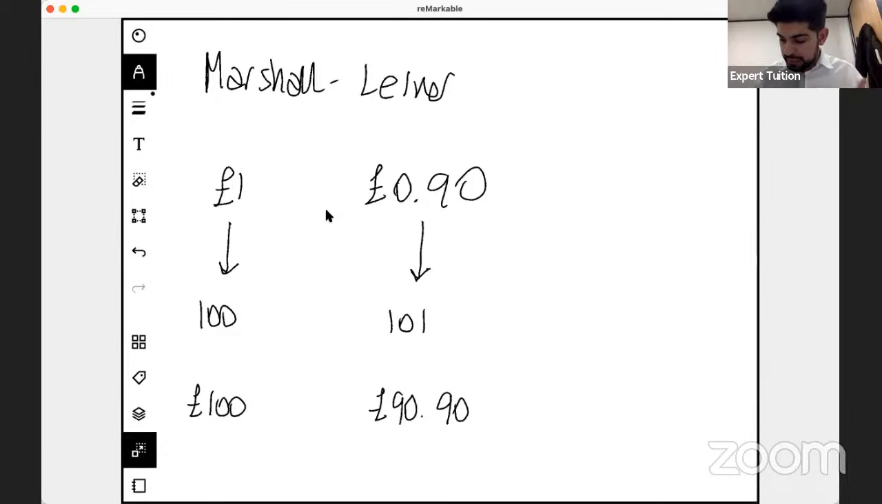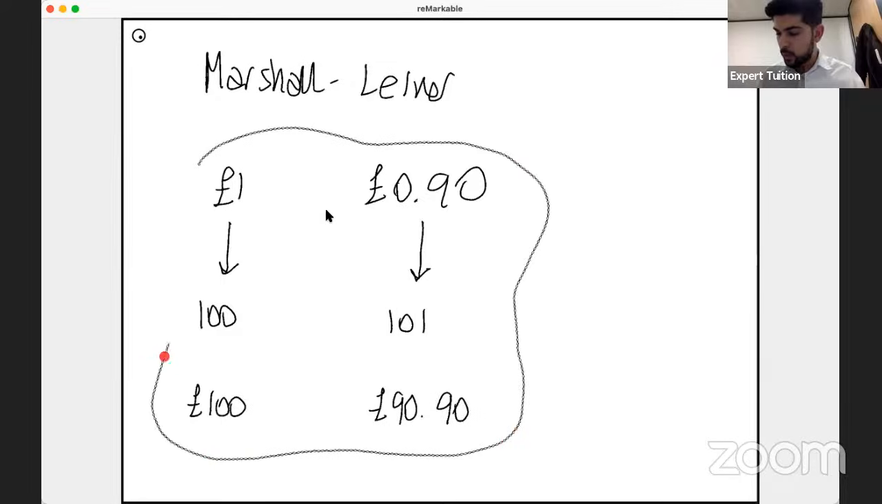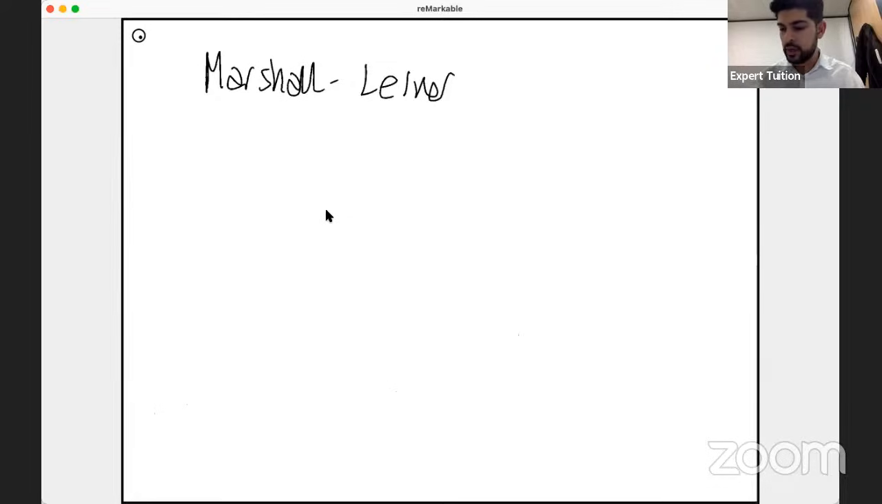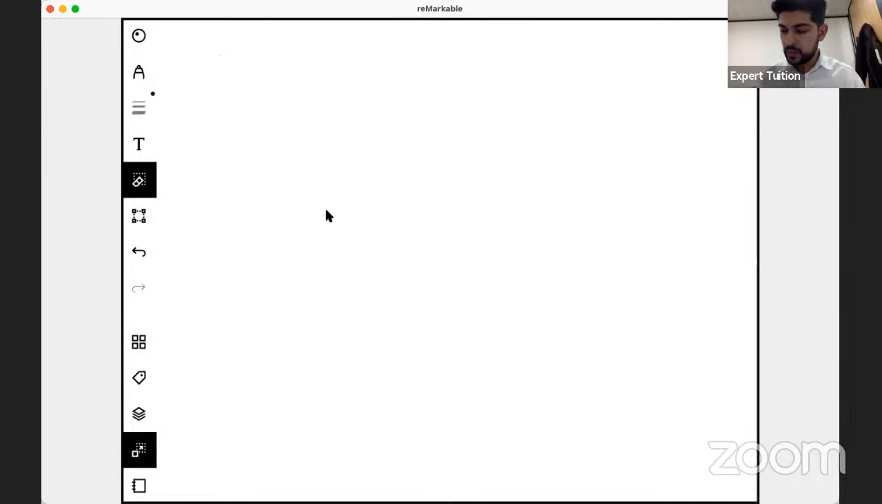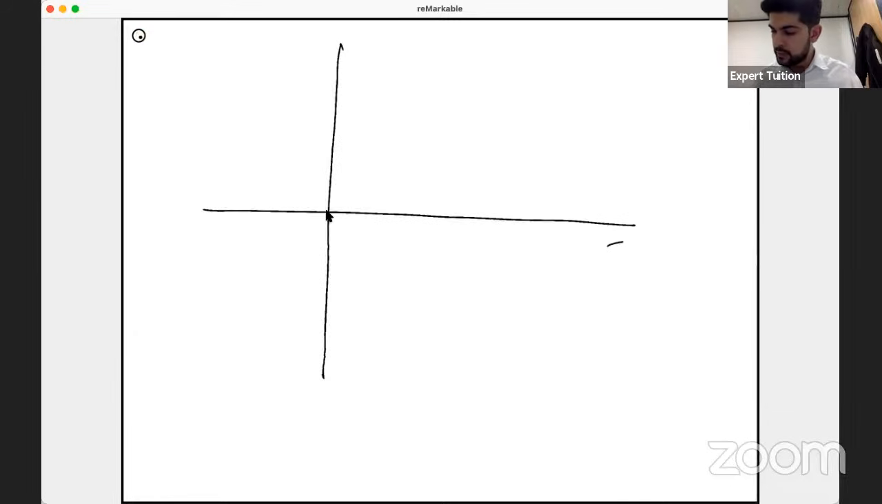What I always want you to link together with the Marshall-Lerner condition straight away, almost pretend that they're like one evaluation, even though technically it's two, is you're now going to draw the J curve. Yeah. So let's draw the J curve. Right, this is how the J curve works. We're going to have time on the x-axis, and then we've got the current account on the y-axis, where this is positive and this is negative.